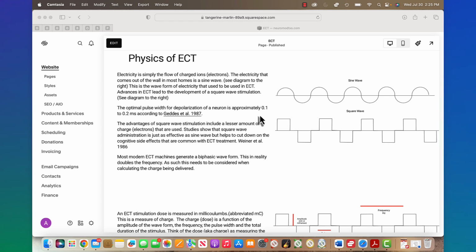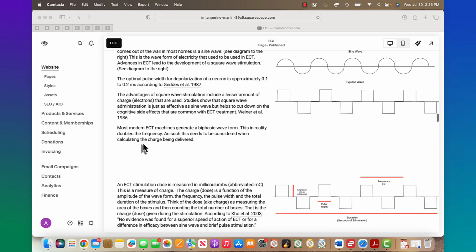The electricity that comes out of the wall in most homes is a sine wave, as you can see right here in this diagram. This is the waveform of electricity that was used traditionally in ECT. However, there have been advances which include this square wave, as you can see down here. The advantages of square wave stimulation include a lesser amount of electrons or charge. Studies show that square wave administration is just as effective as sine wave, but helps to cut down on the cognitive side effects that can be very common with ECT.